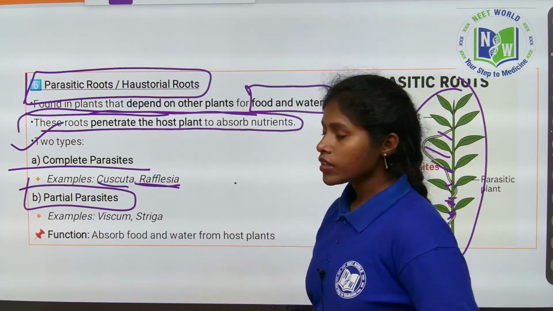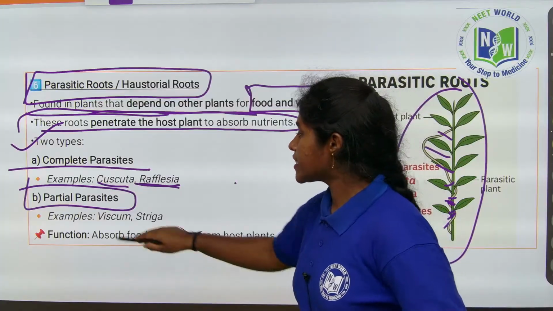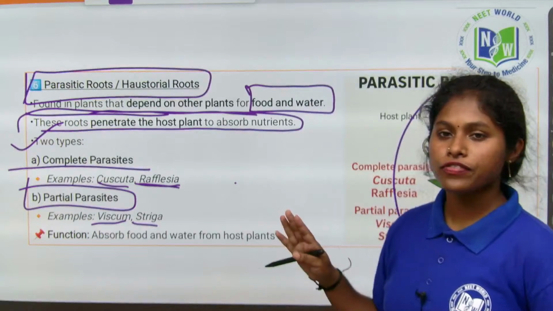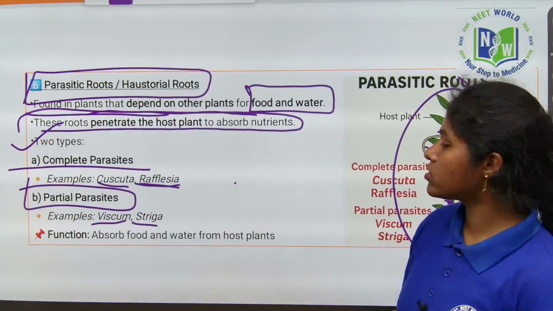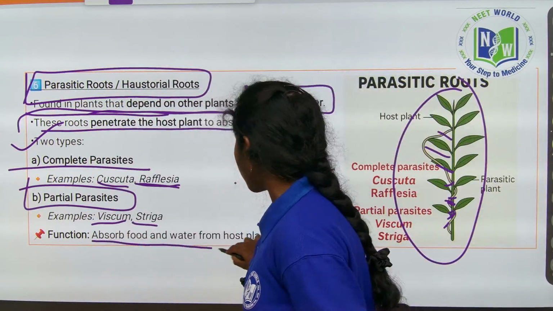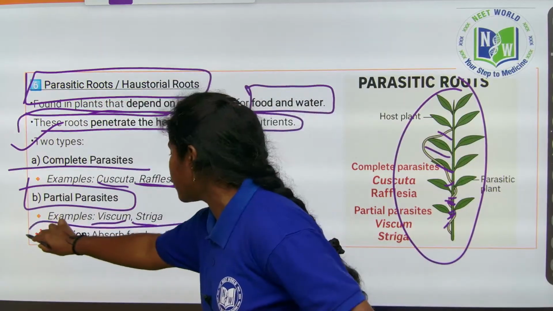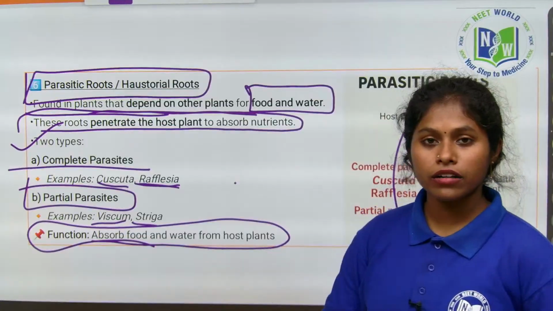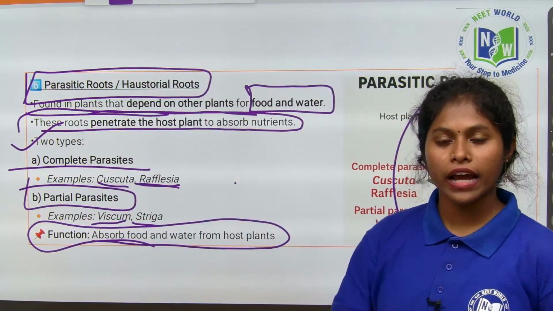Rafflesia. Coming to the partial parasites, the examples are Viscum and Striga. What is the function of these parasitic roots? Absorb food and water from the host plant. So as they are totally depending on the other plants for the food and nutrients.